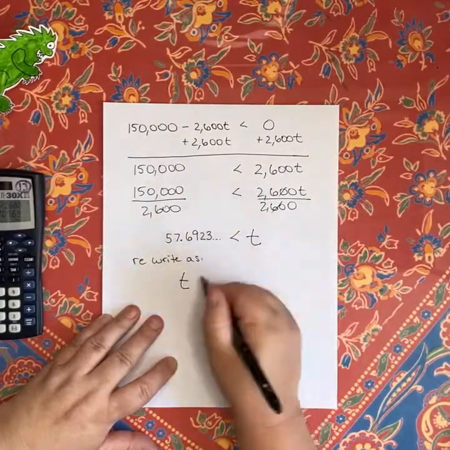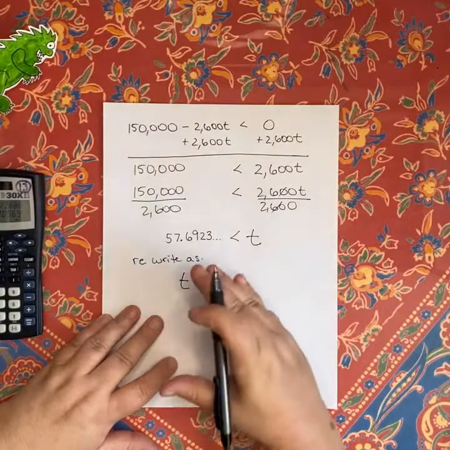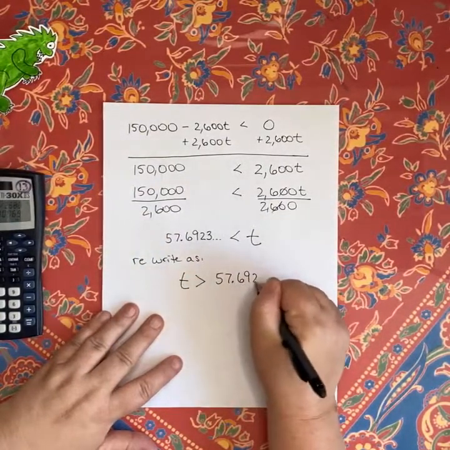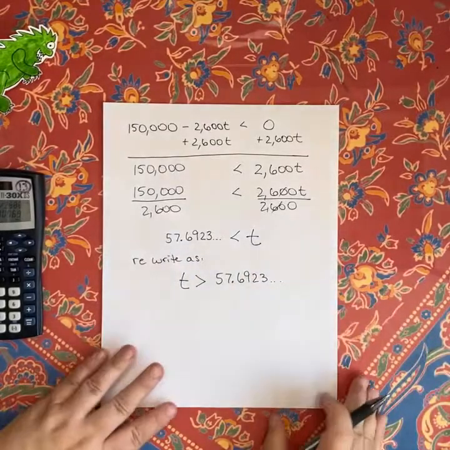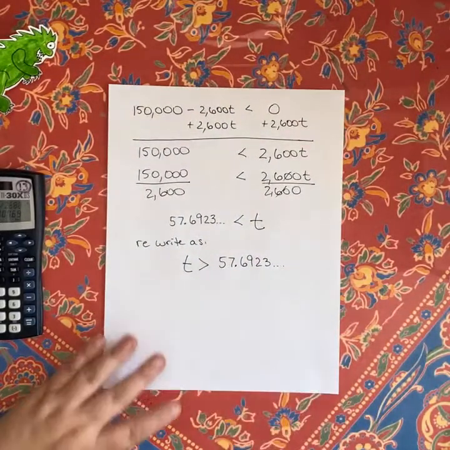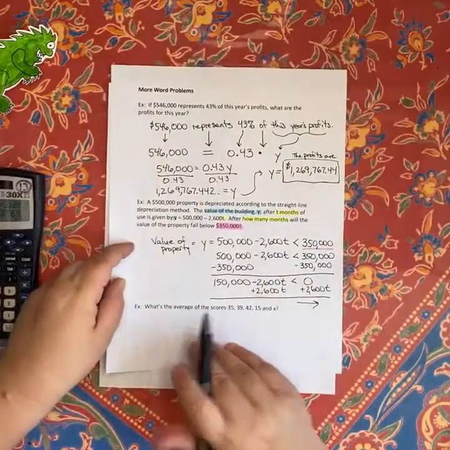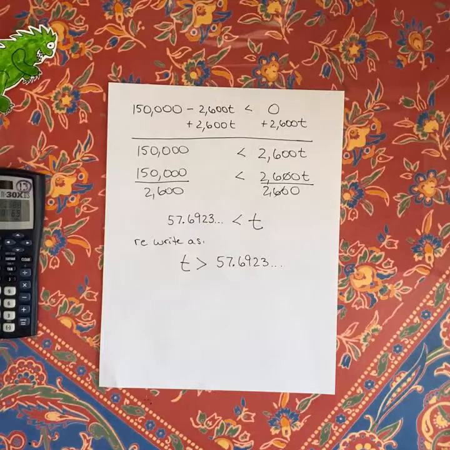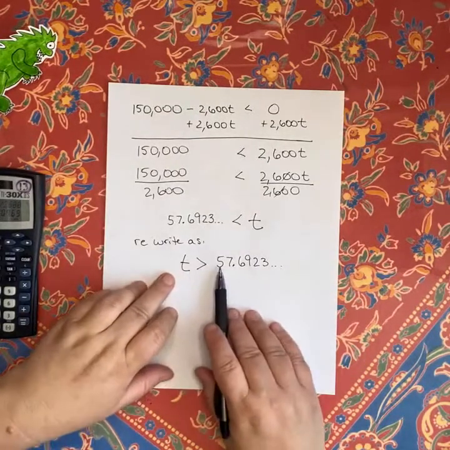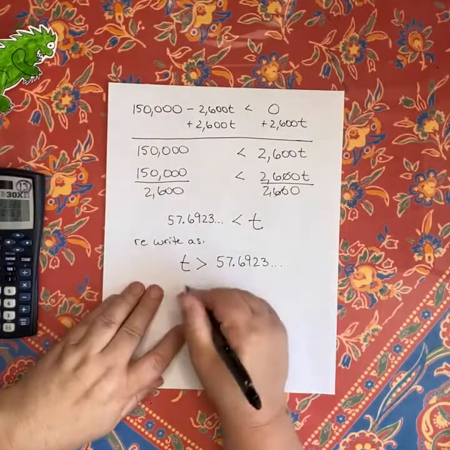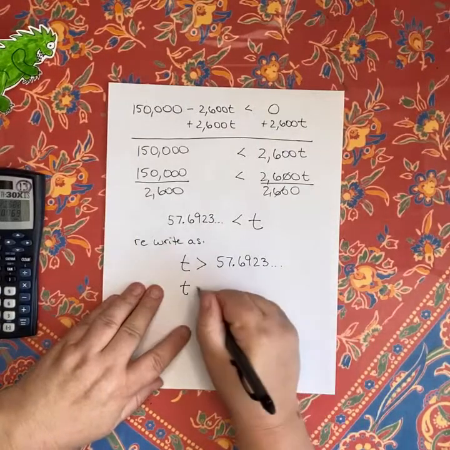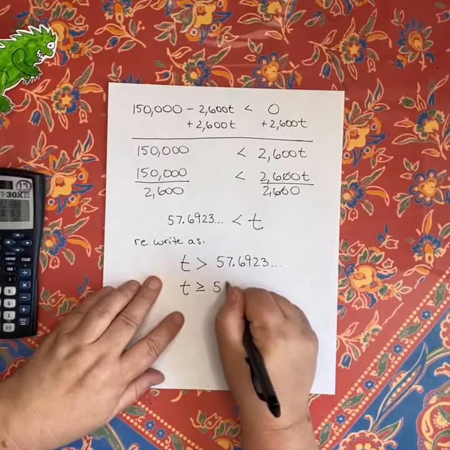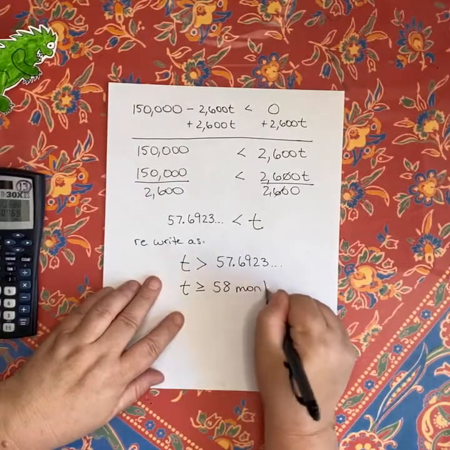t is on the big side, so t is what the alligator is eating, and then I've got 57.6923. So basically, remember t is being measured in months, so t has got to be greater than 57.69. So I need to have t greater than or equal to 58 months.